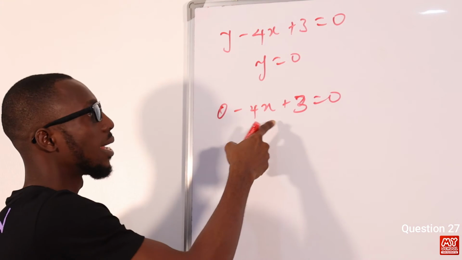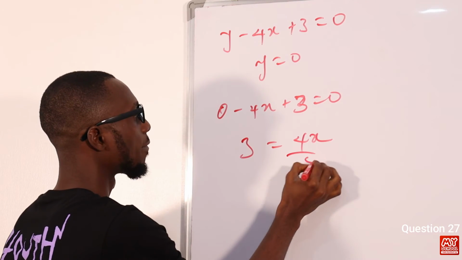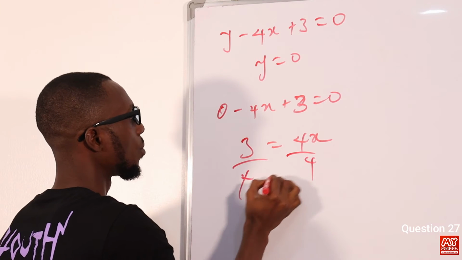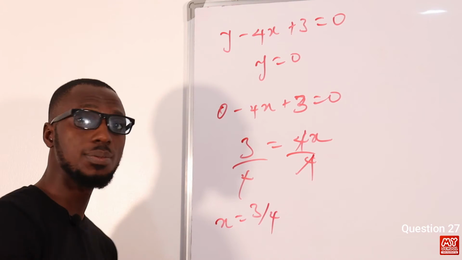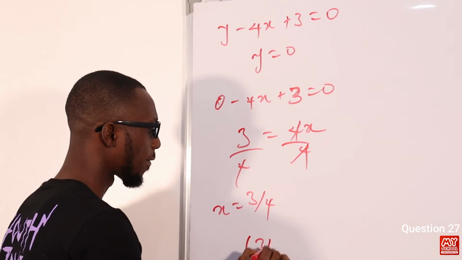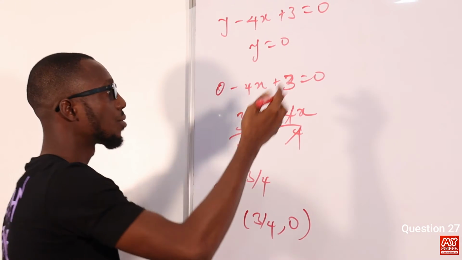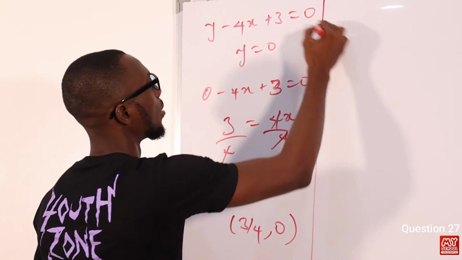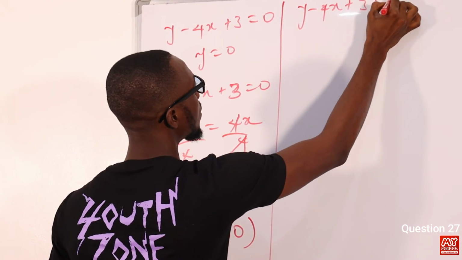We can send this outside. So we have 3 equals 4x. Dividing both sides by 4, we'll have x as 3 over 4. So at this point, we can say 3 over 4 and 0, isn't it? All right, so let's go to the other side. The same equation, y minus 4x plus 3 equals 0.